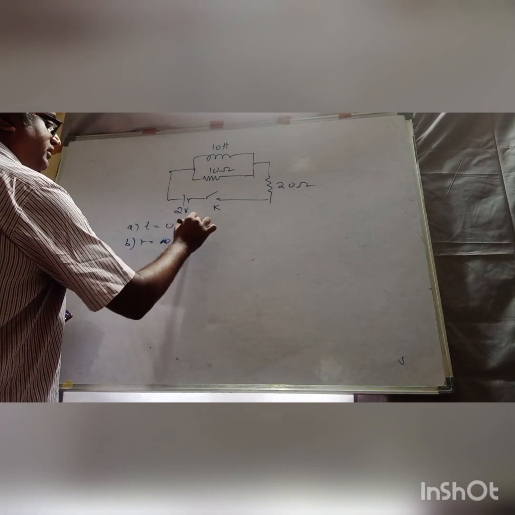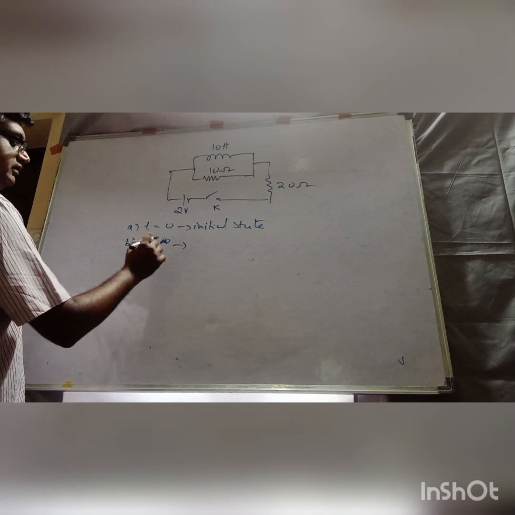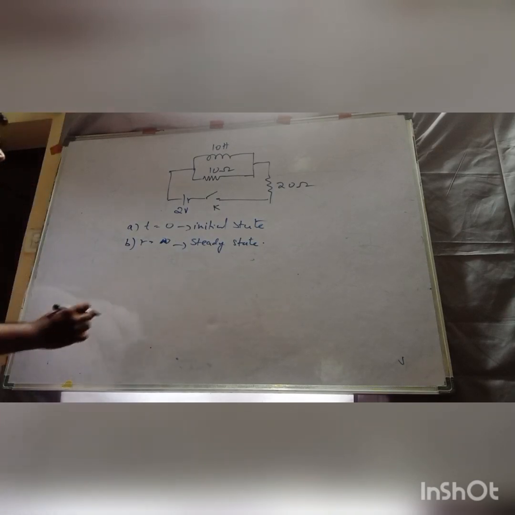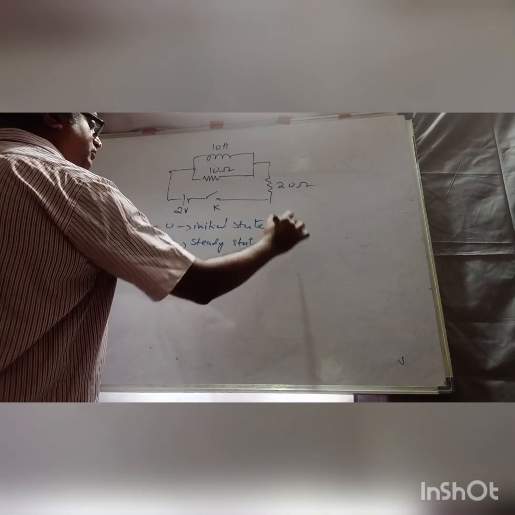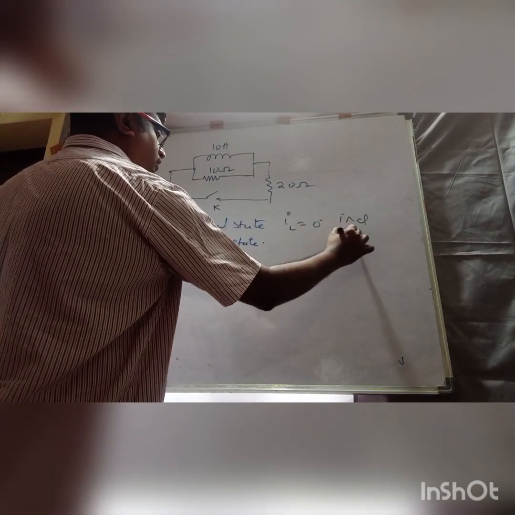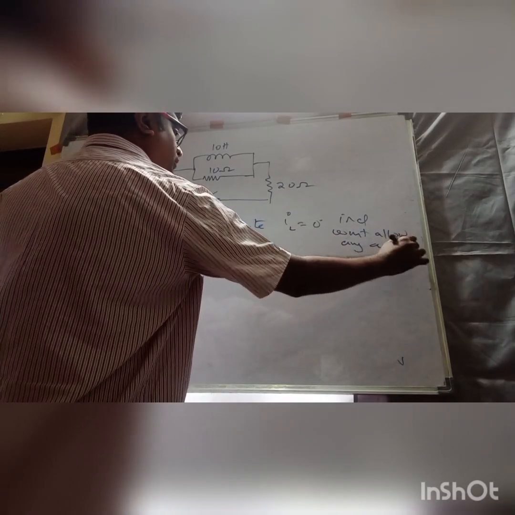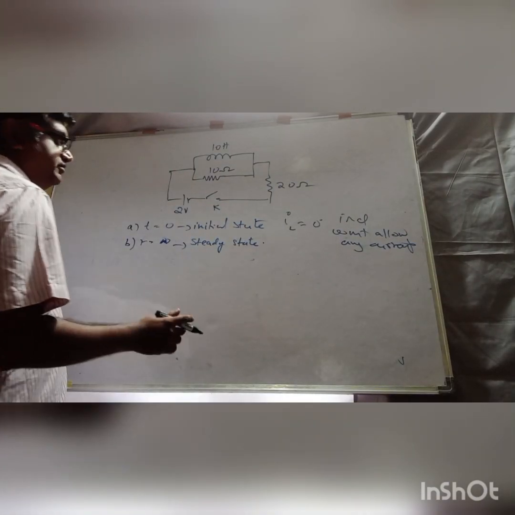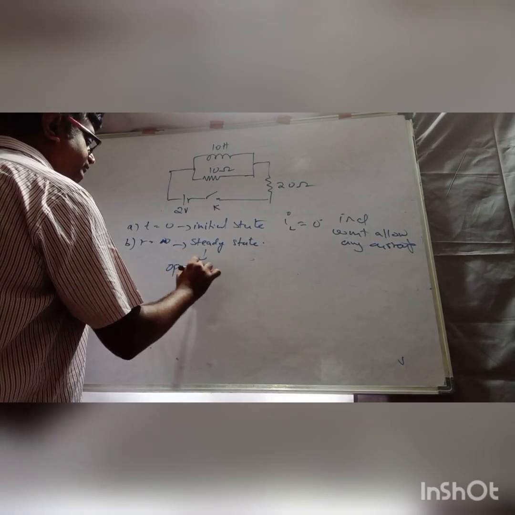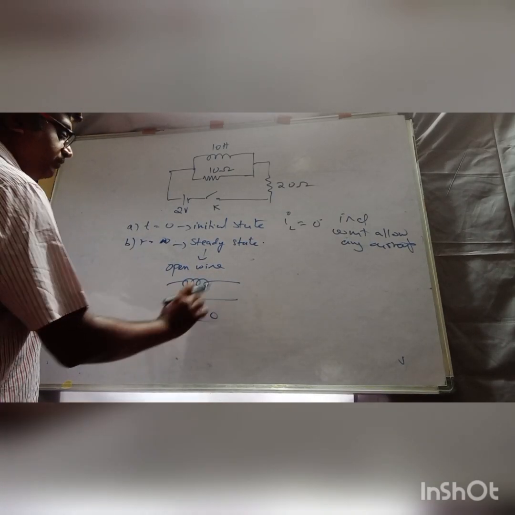Now t equal to 0 means initial state, and t equal to infinity means this is called steady state or final state. So in the initial state, the current through the inductor will be 0. The inductor won't allow any current initially. In the steady state, it is completely energized and it behaves like an open wire. That means this is the inductor, no? It will behave like an open wire. R is equal to 0 in this state.